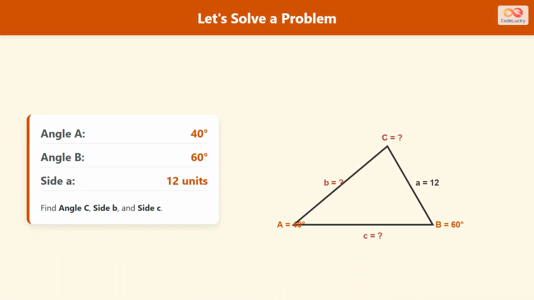Let's look at a concrete example. Here we have a triangle where angle A is 40 degrees, angle B is 60 degrees, and side A is 12 units long. Notice that side A is opposite angle A. This is a classic AAS scenario. Our goal is to find the missing angle C and the lengths of sides B and C.